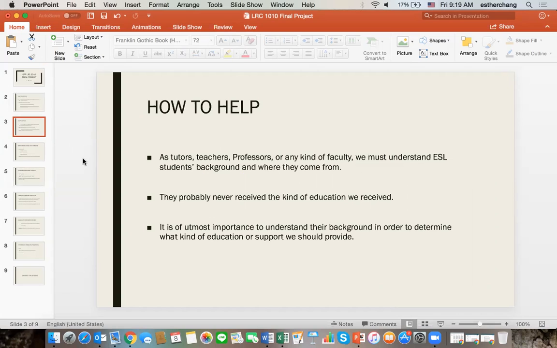So how can you help them? Well, as tutors, teachers, professors, or any kind of faculty, we must understand ESL students' background and where they come from. They probably never received the kind of education we received. Therefore, it is important to understand their background in order to determine what kind of education or support we should provide.